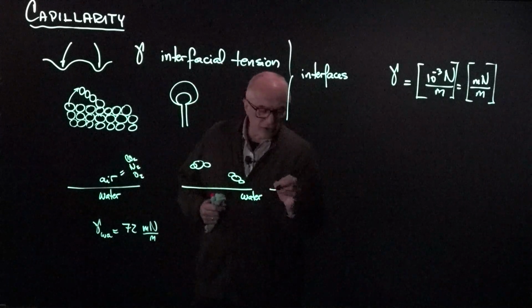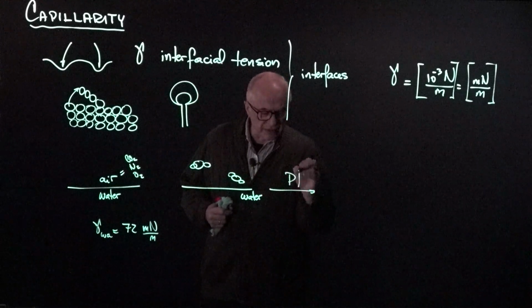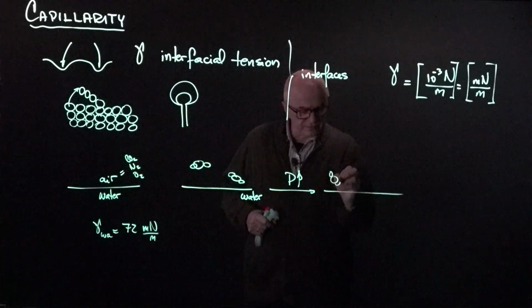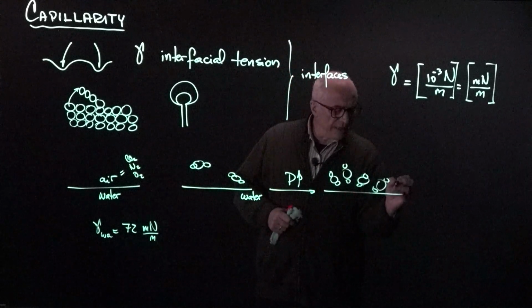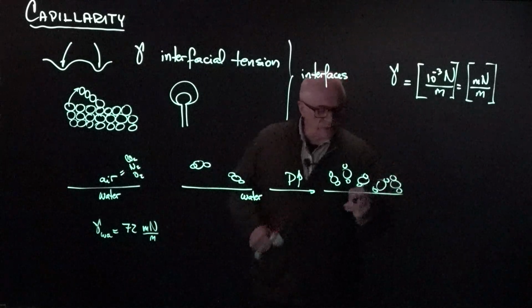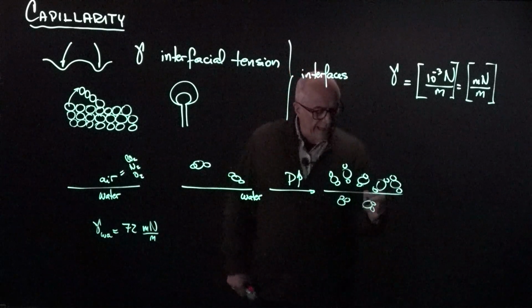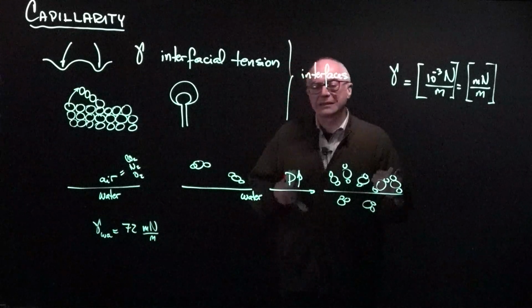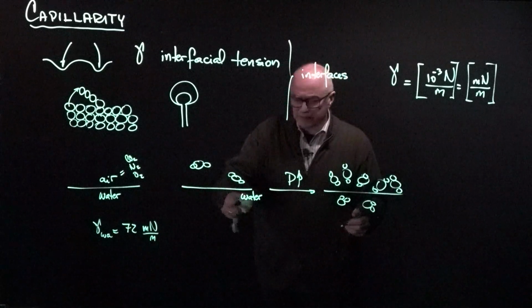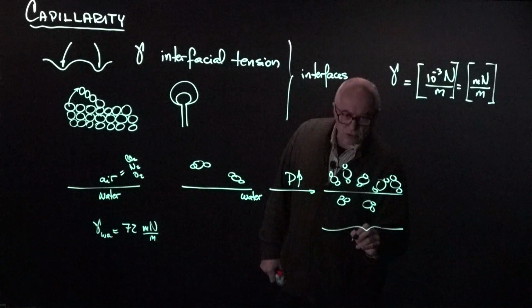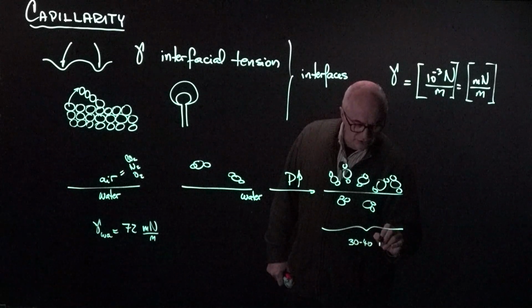But if I continue increasing the pressure of the CO2, and now I have a large number of molecules, there will be more compensation between the unbalanced forces in the water. This is the water here. And because there is more compensation, there is less mismatch. So this interfacial tension here will decrease to probably 30 to 40 millinewtons per meter.